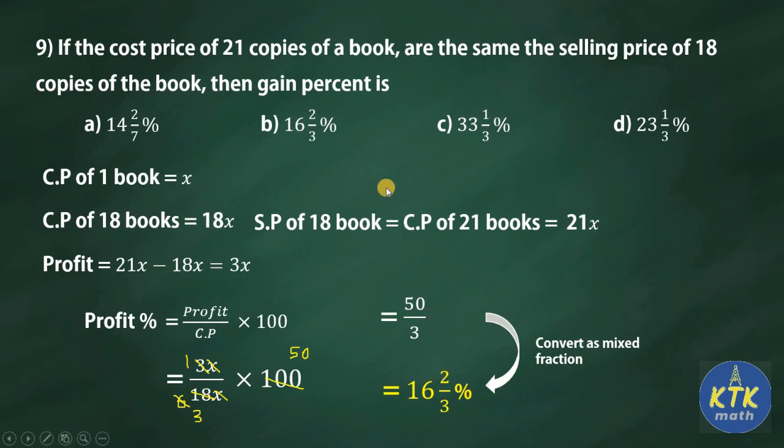Percentage. So in this case cost price and selling price are not given. By assuming it as X, I am comparing cost price with the selling price of 18 books. My profit will be 3x. Now substitute the values in the profit percentage formula. We are getting the answer for the 9th question as 16 2 by 3 percentage.